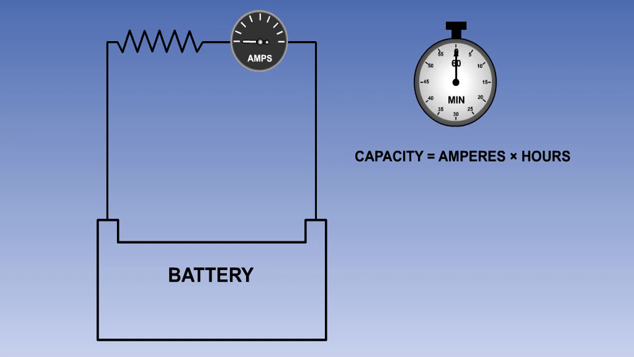As we have already said, the capacity of a battery is the product of the load in amperes that the manufacturers state it will deliver, and the time in hours that the battery is capable of supplying that load. The capacity is measured in ampere hours.